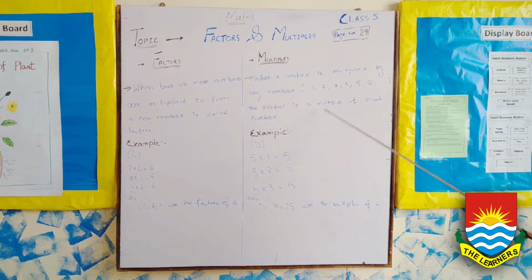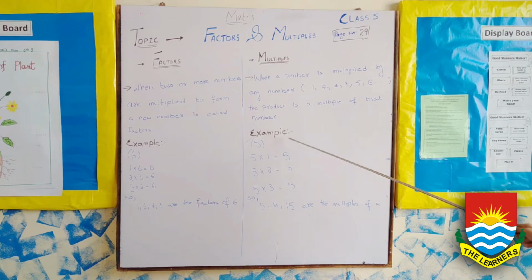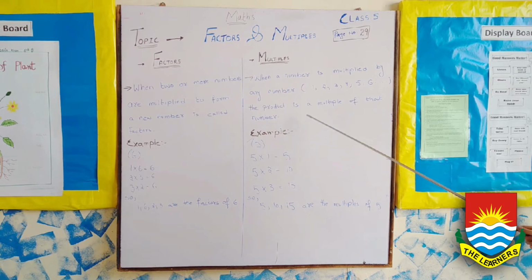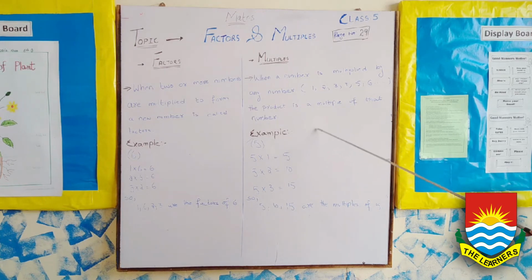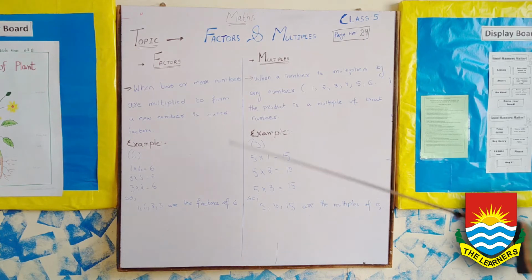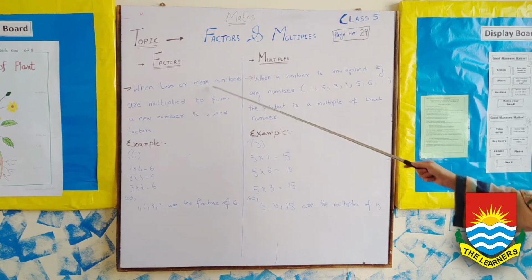As we know, every number is a multiple of itself. For example, 5. So 5 1s are 5. Every number is a multiple of the number 1. 5 multiplied by 1 and 1 multiplied by 5 is equal to 5. So this is the summary of factors and multiples.